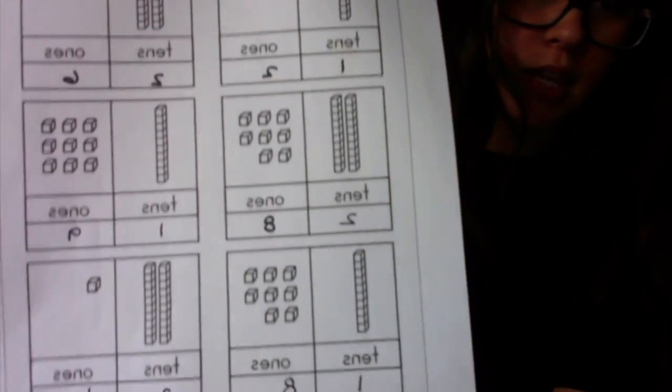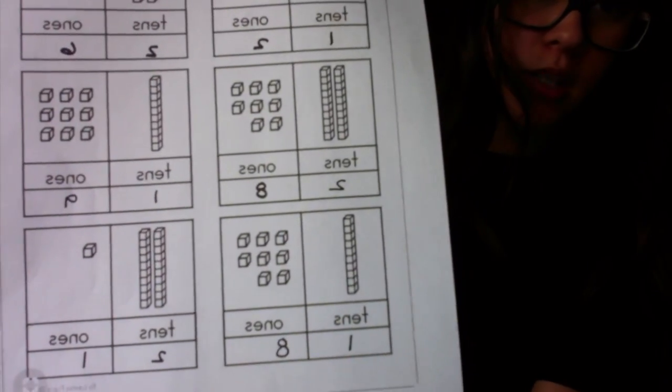The next number I want you guys to create is 18. I'm going to use red this time, and we're going to create the number 18. Again, we have the tens, and I'm going to create 8 ones. 1, 2, 3, 4, 5, 6, 7, and 8. What your chart should look like is like this. 1 ten, 8 ones, which creates 18.